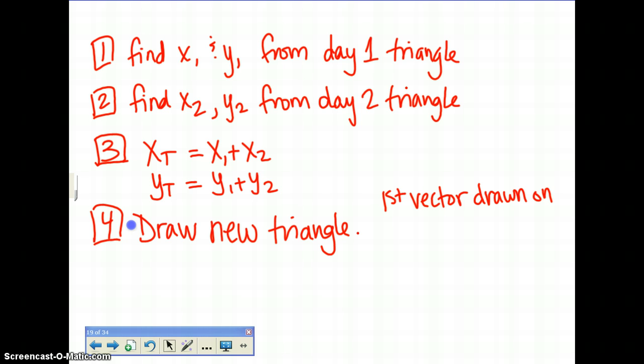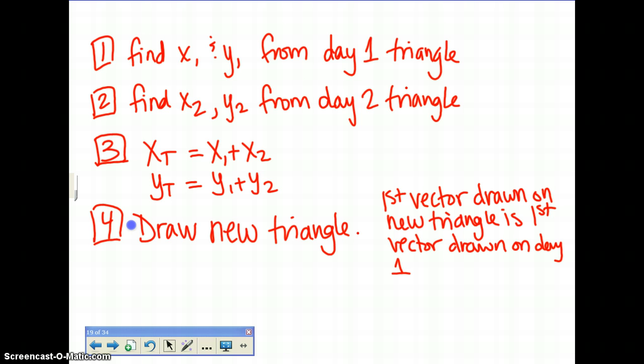on the new triangle is the first vector drawn on day 1's triangle. So looking back up at day 1, let's say you went north of east, so you went east first, so you want to draw your x component first. Or if it would have said east of north, then you'd want to draw your north component first, because that's the one that you had to draw first.